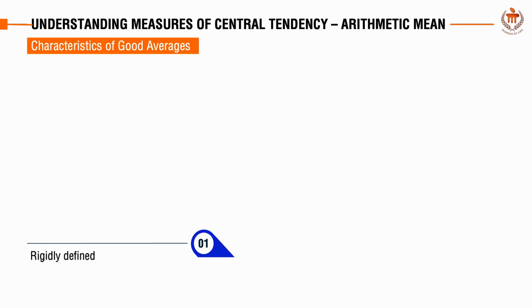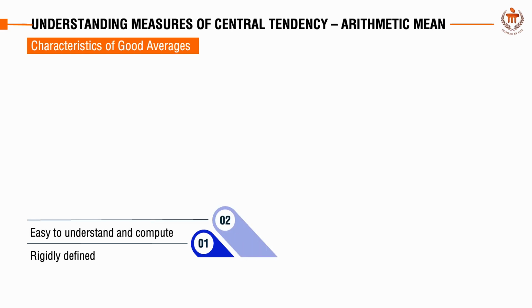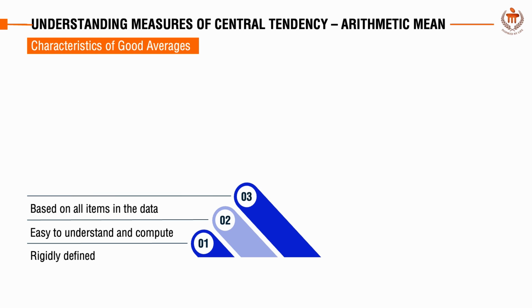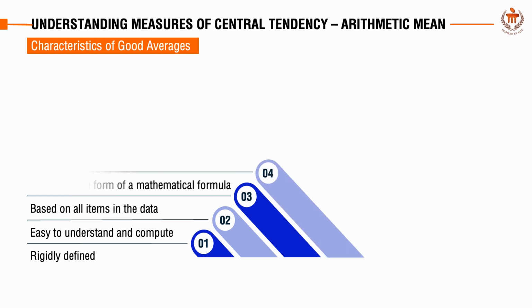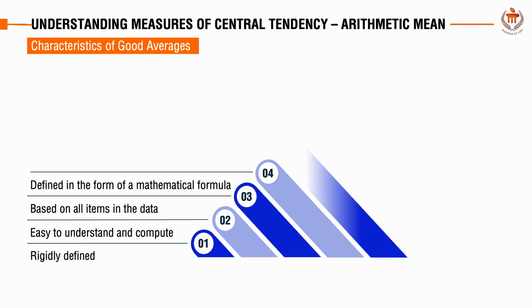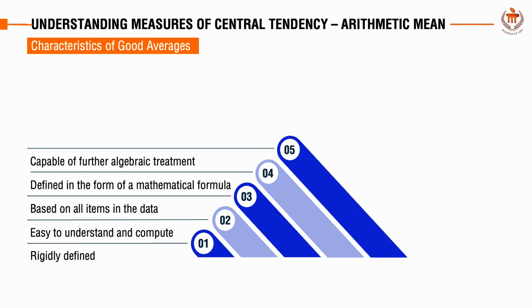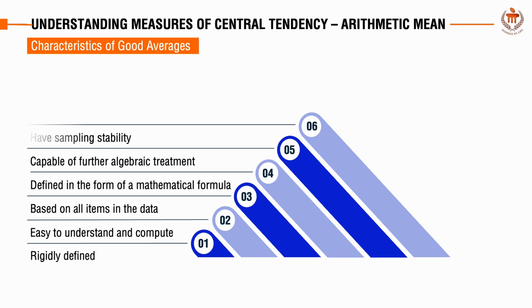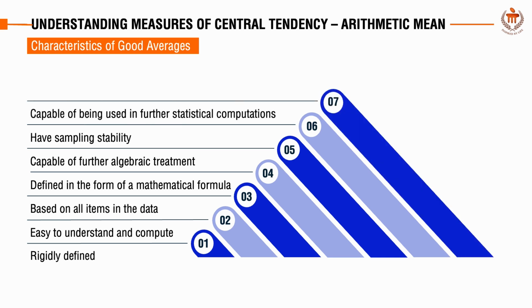Now, talking about the features of good averages, what are the features or characteristics of a good average? Let's talk about them. It should be rigidly defined. It should be easy to understand and compute. It should be based on all items in the data. Its definition shall be in the form of a mathematical formula. It should be capable of further algebraic treatment. It should have sampling stability. It should be capable of being used in further statistical computation or processing.